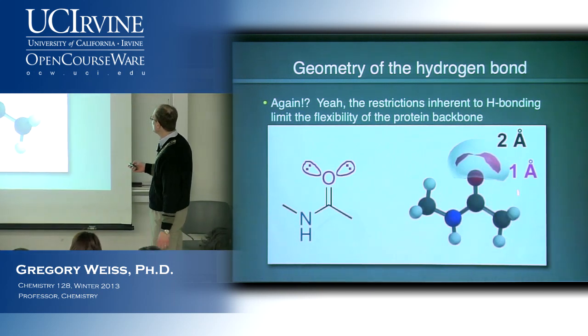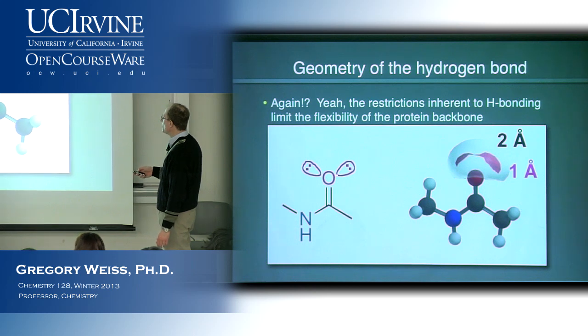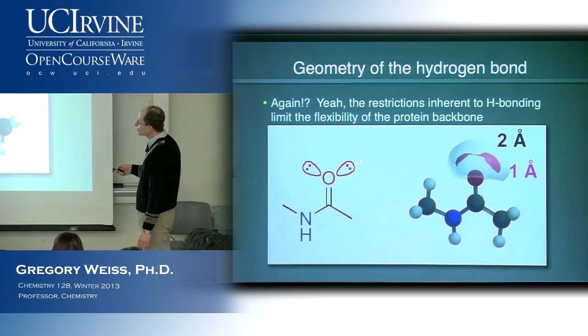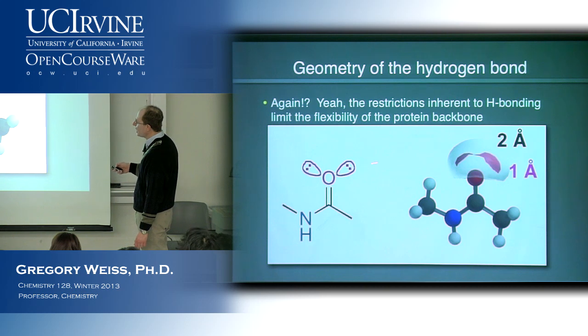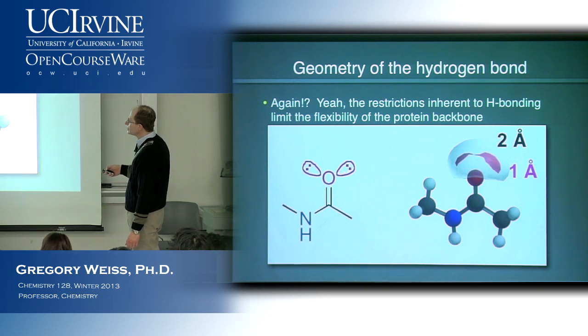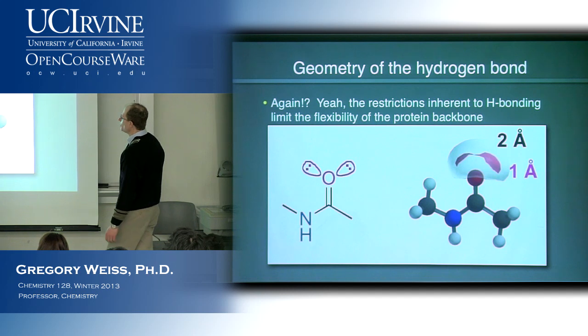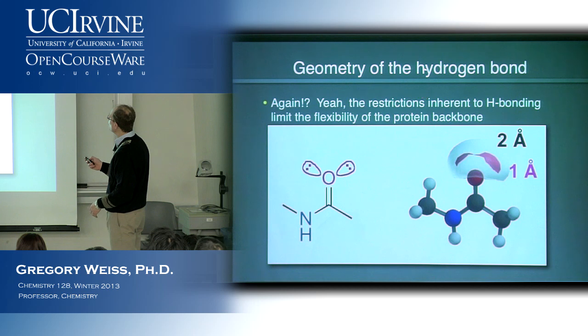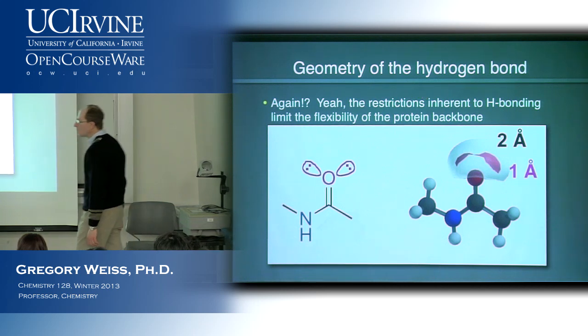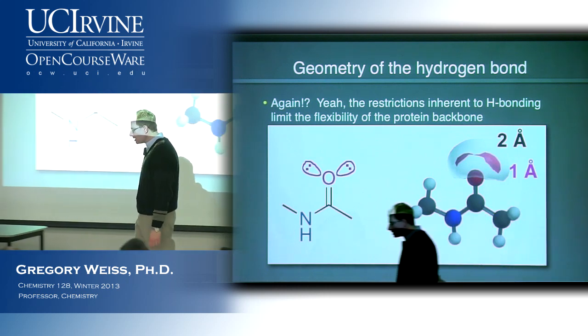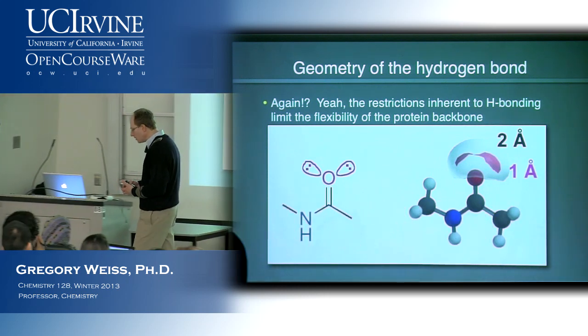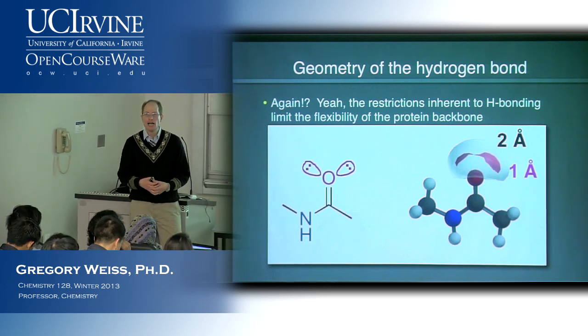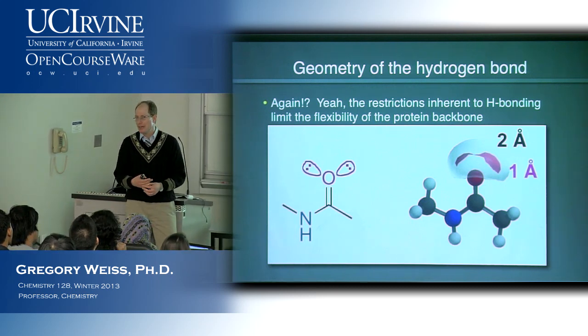And so for this reason, when we look at hydrogen bonds to this oxygen, we find that the hydrogen, oftentimes, can be found at an angle that sets it up to be occupying these orbitals or to overlap with these orbitals. Okay? So yeah, we've talked about this before, but the restrictions inherent to hydrogen bonding limit the flexibility of the protein backbone. Turns out that the flexibility of the protein backbone is largely dictated by hydrogen bonding, by the amide functionalities of the backbone.